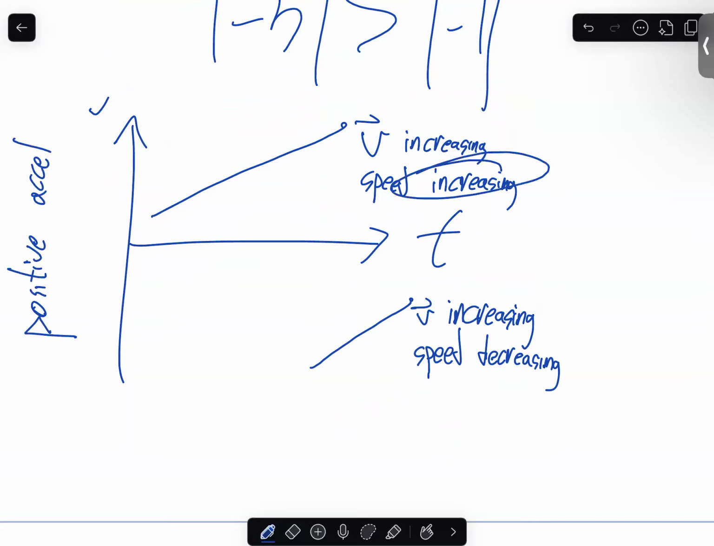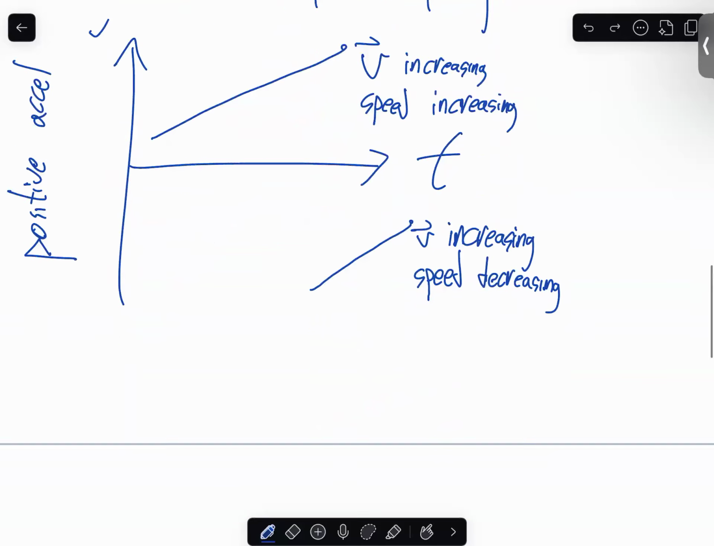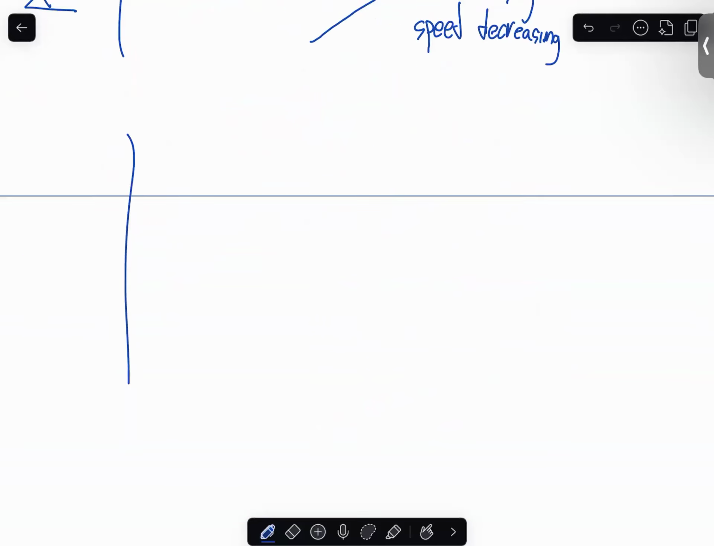You can speed up, you can slow down. Either way, you have a positive acceleration. Negative acceleration. What's happening? Am I getting faster or slower? What's happening now? Am I getting faster or slower? Which direction am I moving here, by the way? I'm moving, say, in the ordinary coordinate system, up, down.